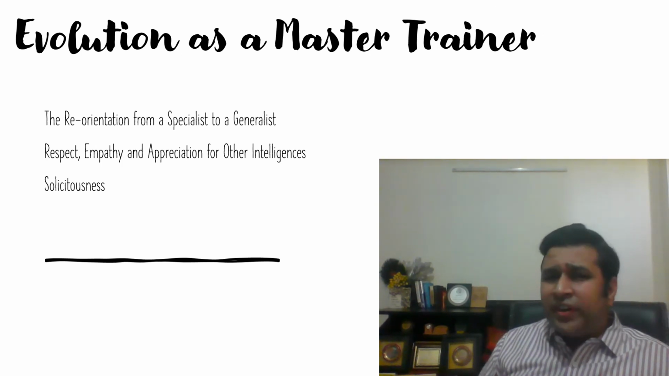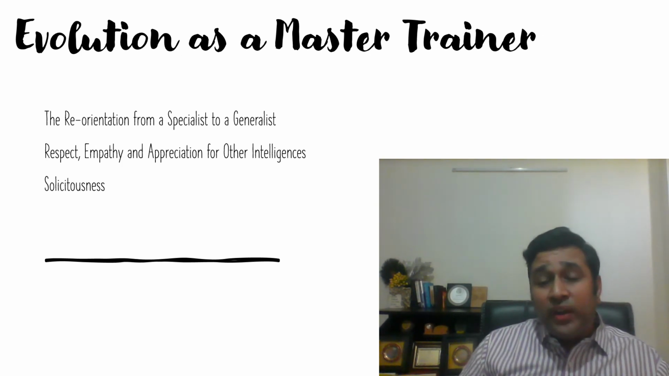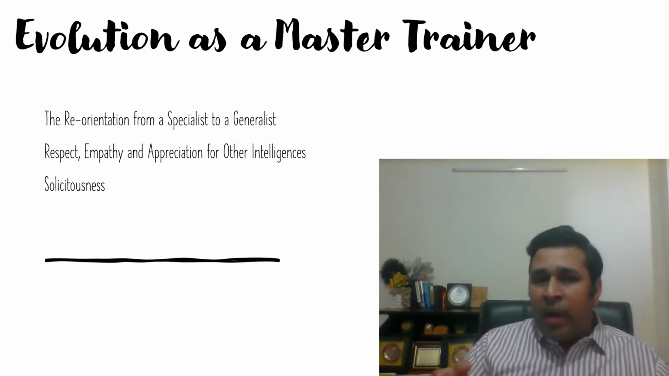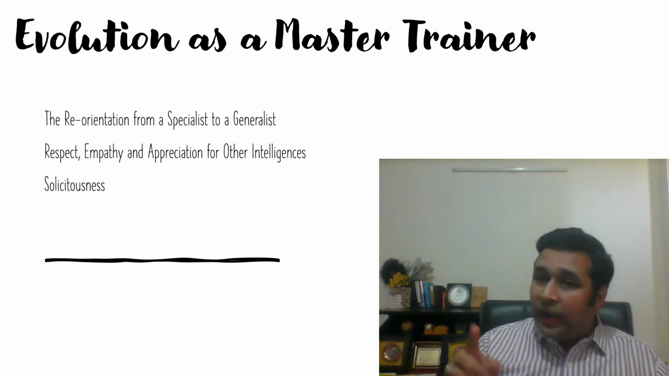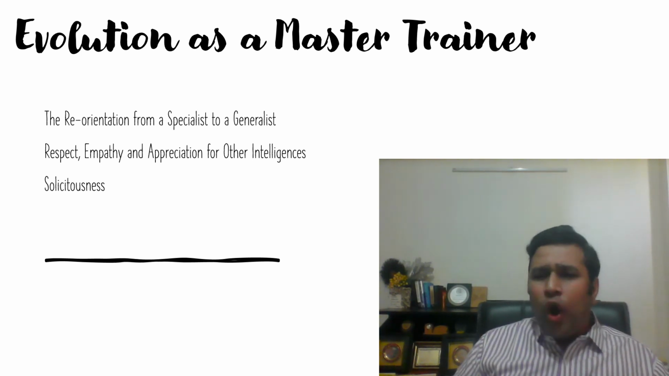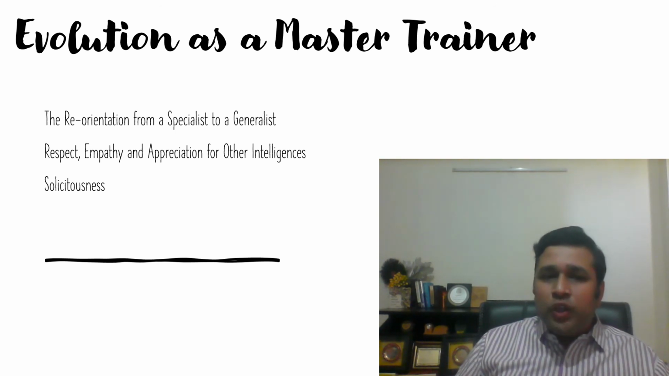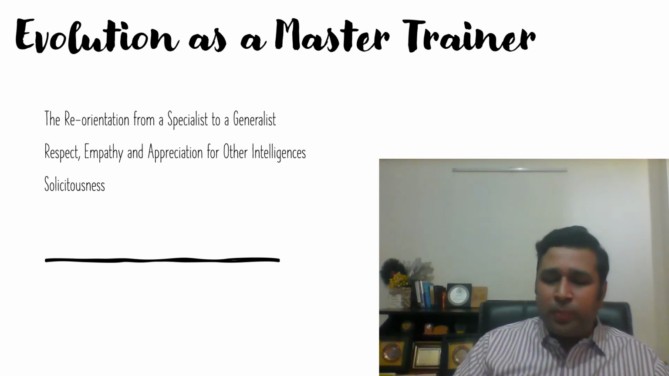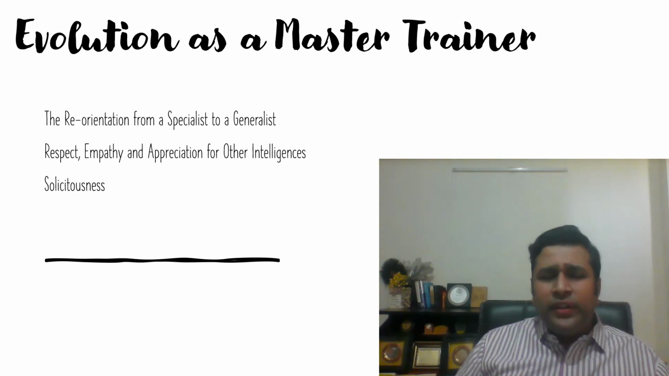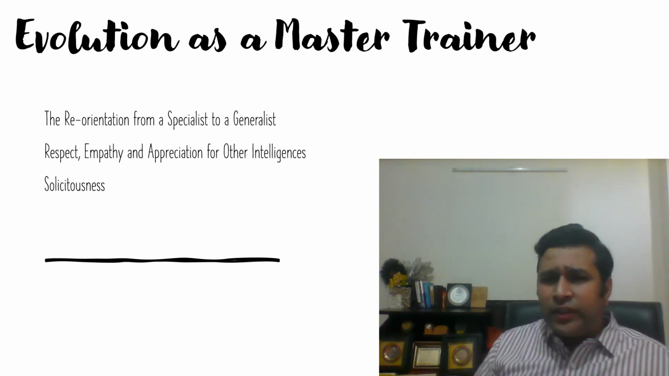How do you become a master trainer? The reorientation from specialist to generalist is an important thing to happen, and if that happens, then you become a master trainer. Respect, empathy, and appreciation for other kinds of intelligence. You might be an expert or have reached a certain level in a certain kind of intelligence, but you must have respect, empathy, and appreciation for other kinds of intelligence. If you don't have this kind of facet, then you are not fit to be an education leader. And finally, solicitousness, that relates to the appreciation aspect of other kinds of intelligences. So these are some of the things that you need to possess as education leaders and future education leaders.